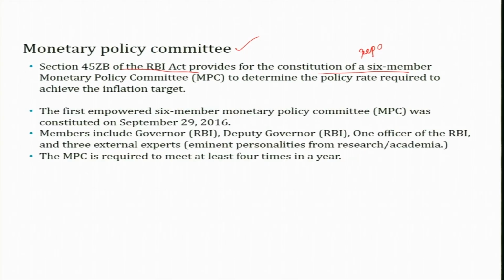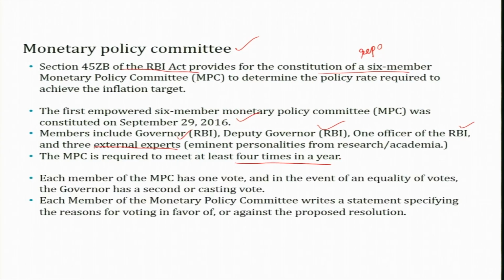About this committee, the first empowered 6-member Monetary Policy Committee was constituted in 2016. The members are the governor, deputy governor, one officer from RBI and 3 external experts. So far they were eminent personalities from research and academia, and the MPC is required to meet at least 4 times in a year. Each member of the MPC has 1 vote, and in the event of an equality of votes, the governor has a second or casting vote. Each member of the Monetary Policy Committee writes a statement specifying the reason for voting in favor of or against the proposed resolution.